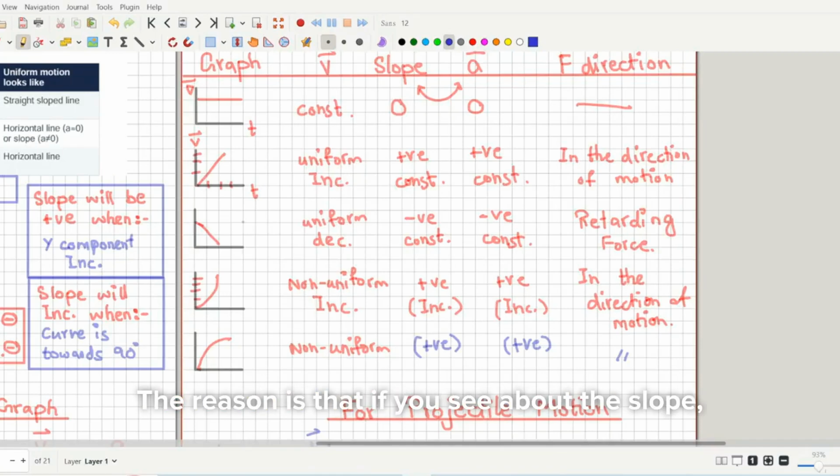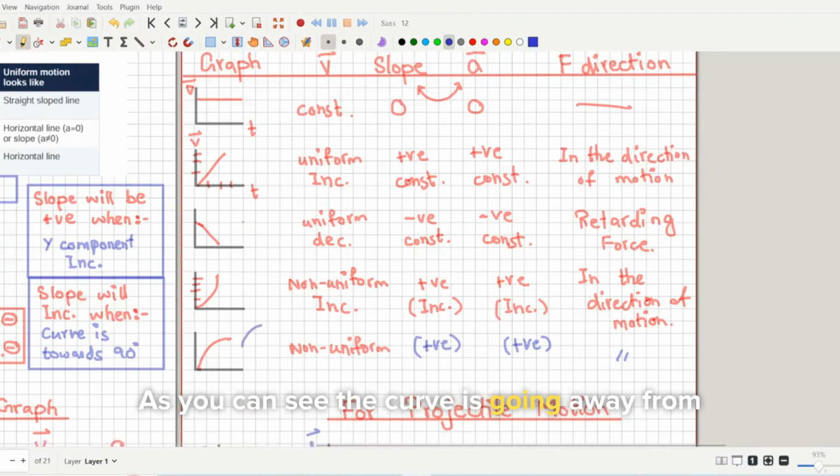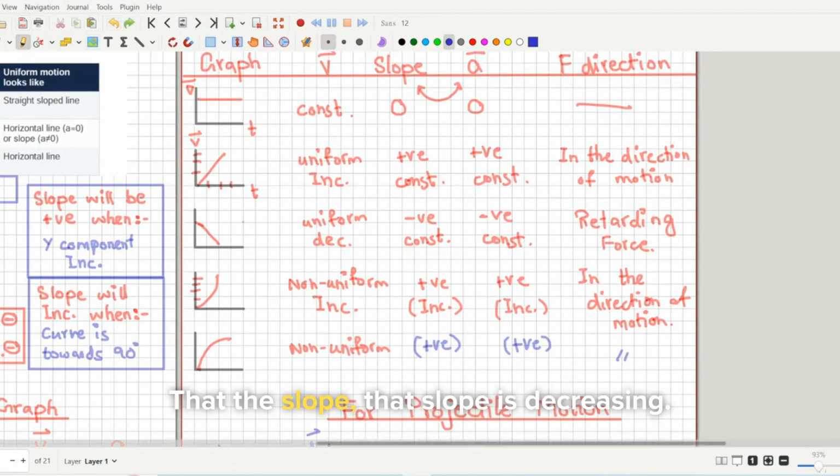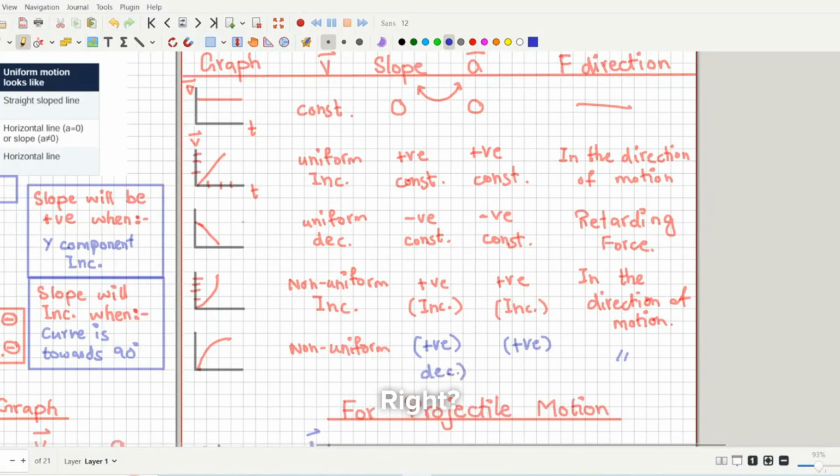The reason is that if you see about the slope, what we talked about, increasing or decreasing of the slope, we talked that if the curve is towards 90 degree, it is increasing, and if it is away from the 90 degree, it is decreasing. As you can see, the curve is going away from 90 degree. So what does it mean? That the slope is decreasing, right?